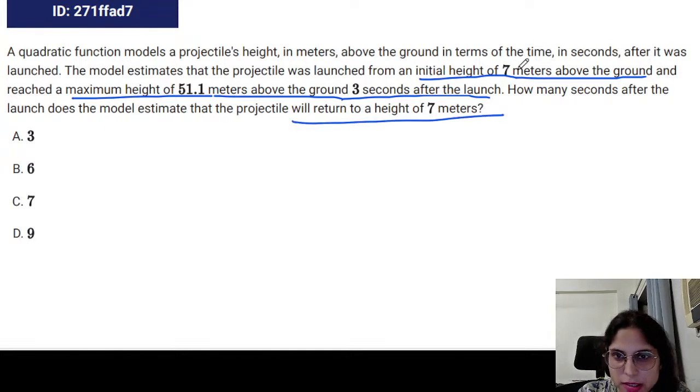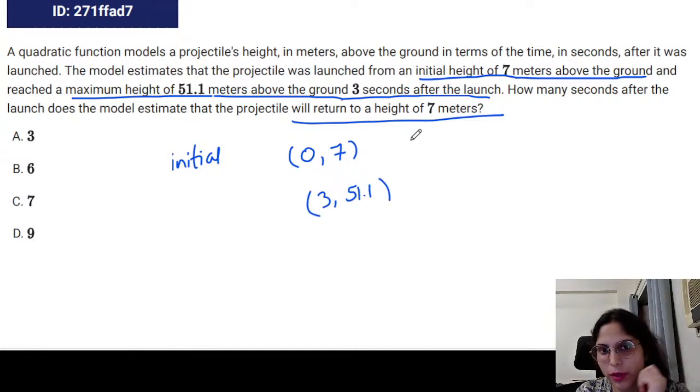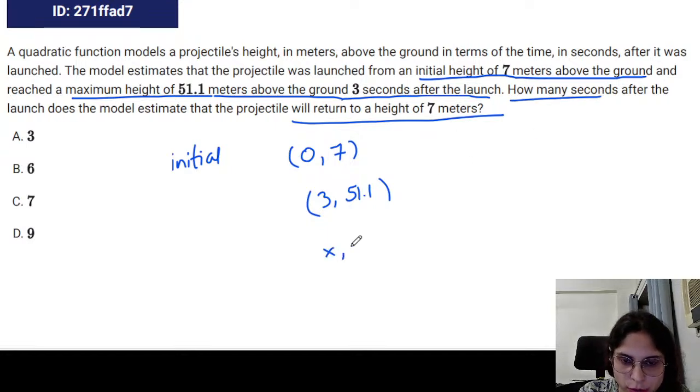So the initial height is 7 meters, that means you have (0, 7). Next, the maximum is 51.1 meters in 3 seconds, so you have (3, 51.1). And now, how many seconds after? So you want to know the value of x, where you are returning to a height of 7.